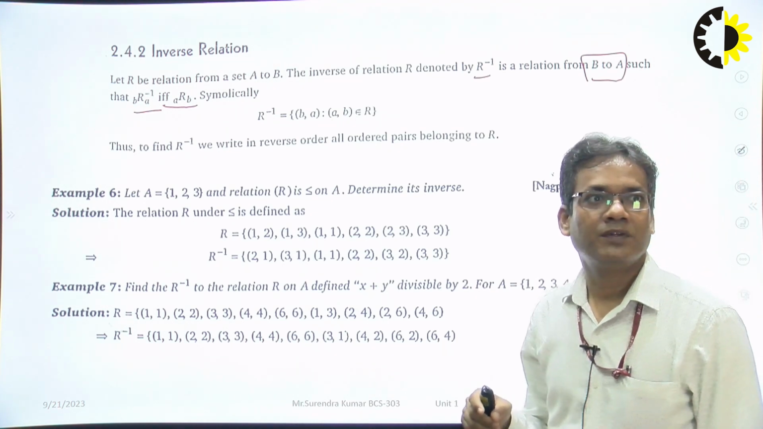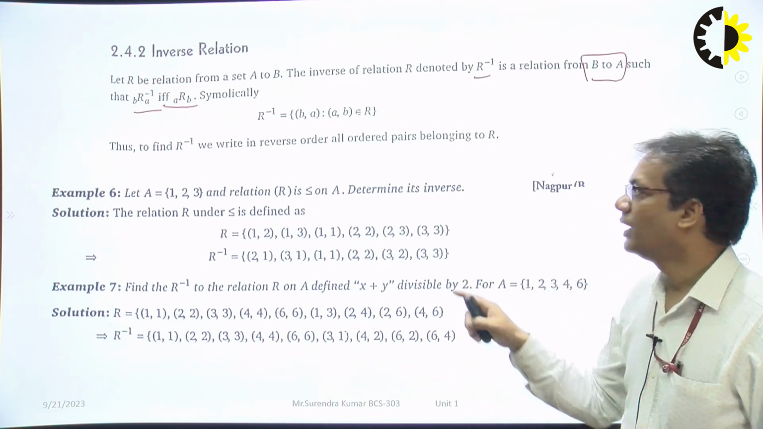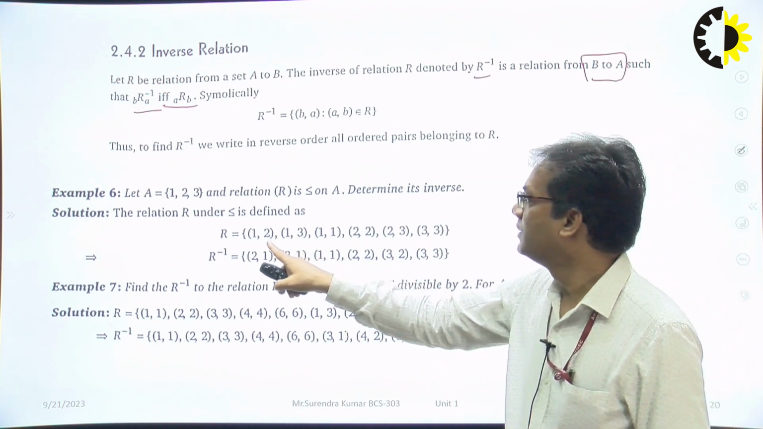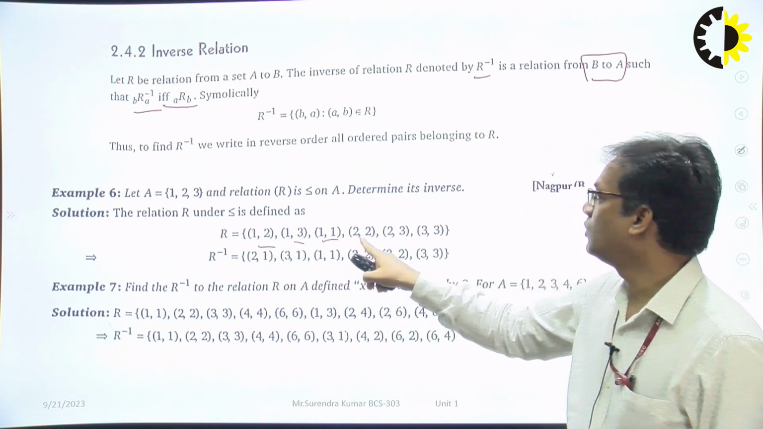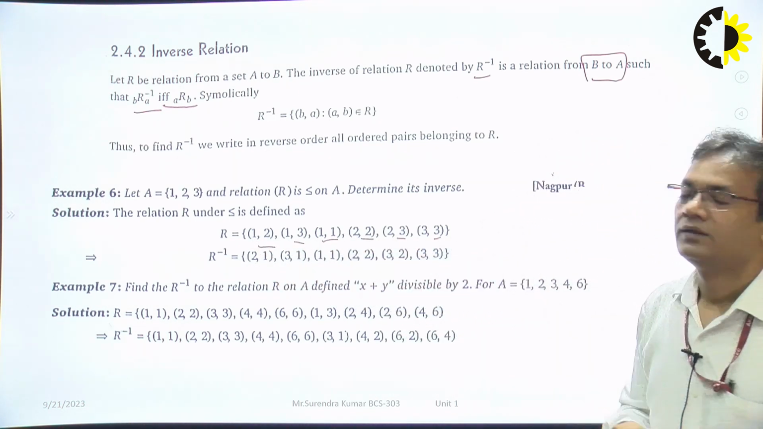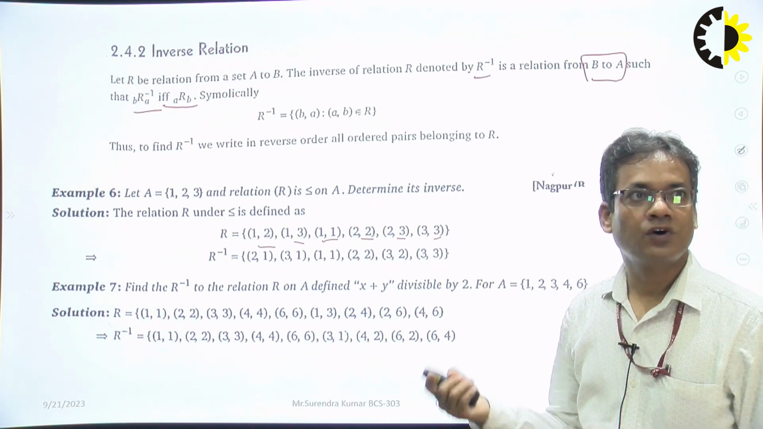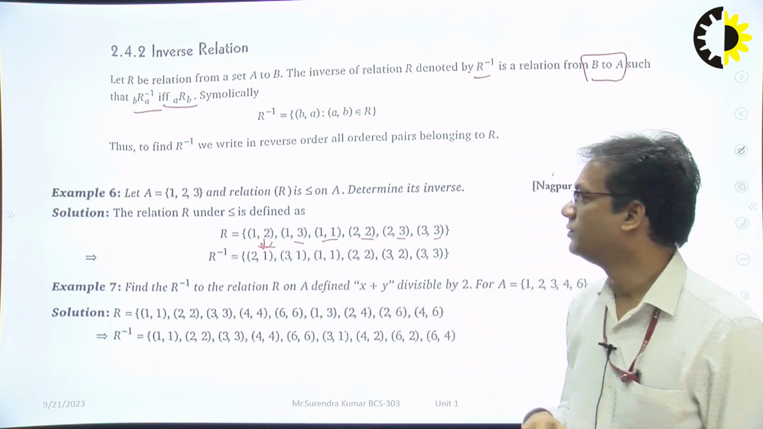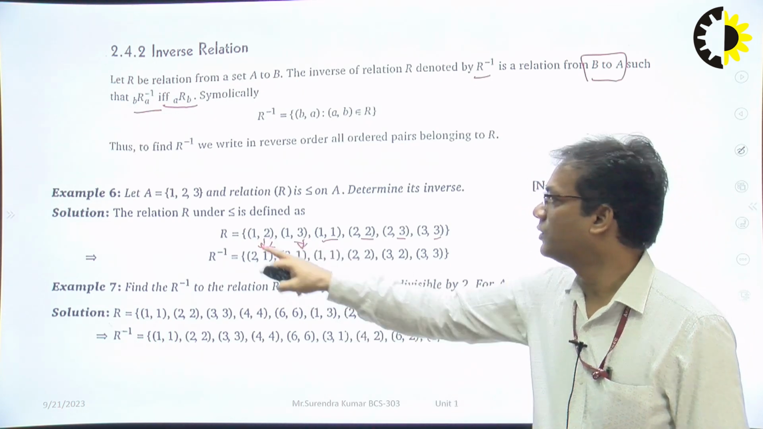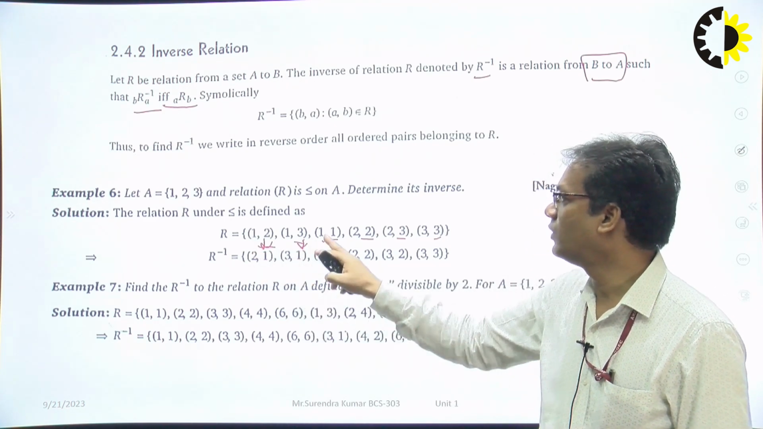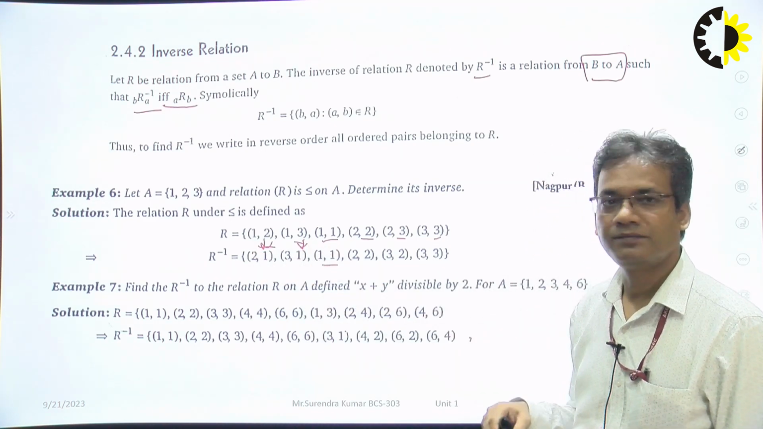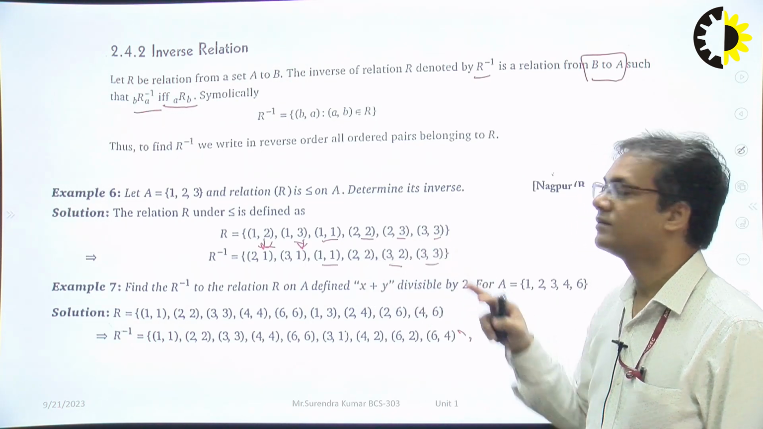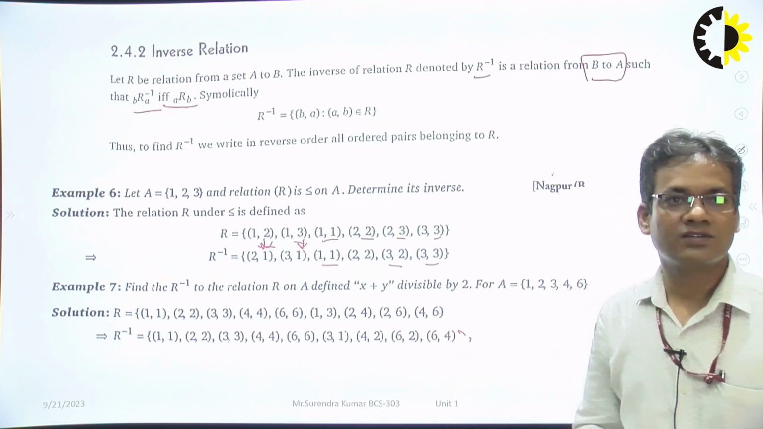So for example, you have a set A = {1, 2, 3} and the relation is given as (1,2), (1,3), (1,1), (2,2), (2,3) and (3,3). How can we find the inverse of this relation? Just reverse the order of the ordered pairs. Here (1,2) will be (2,1), (1,3) will be (3,1), (1,1) will be the same because both elements are the same, (2,2) will be the same, (2,3) will be (3,2) and (3,3) will be the same. So this is the inverse of a relation.